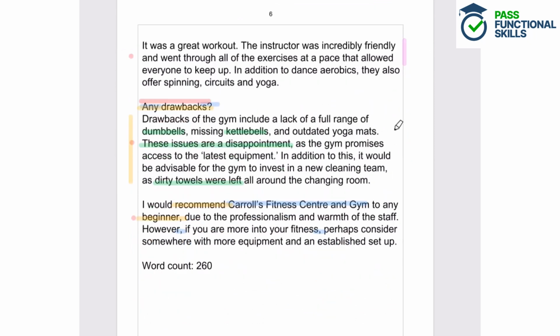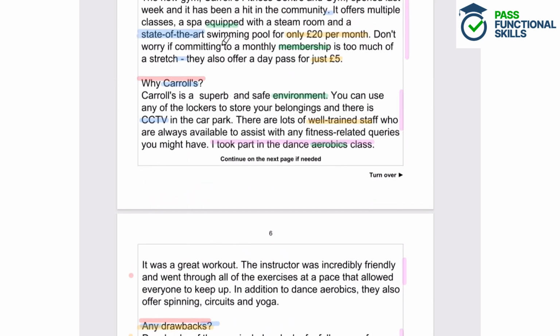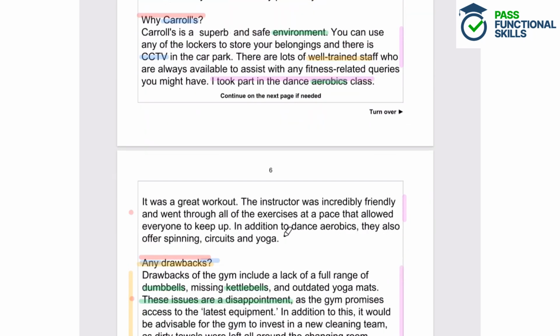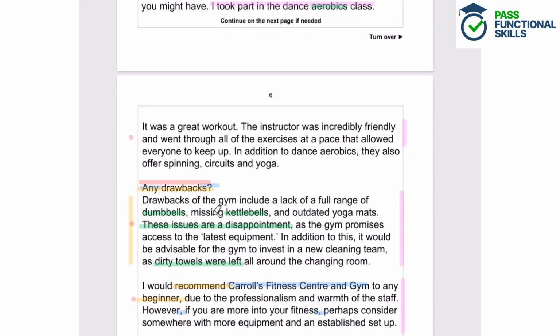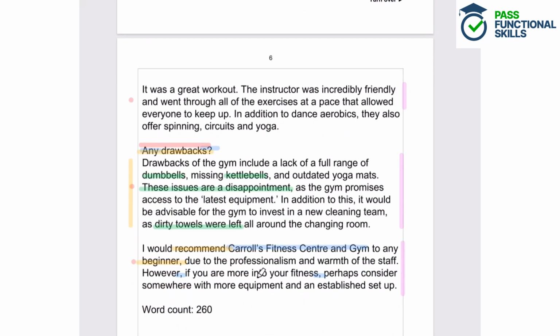The next paragraph then explains some of the negatives, some of the drawbacks of the gym facilities. So contrasting with the previous paragraphs. And then finally, we finish with a recommendation for the reader based on all of these previous paragraphs. So this flows in a really logical order that makes sense to the reader, with an introduction followed by the positives and then the negatives before we get overall recommendations.